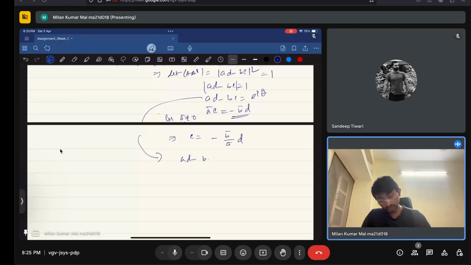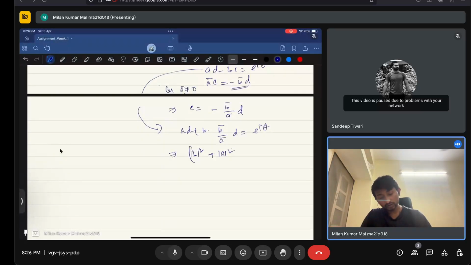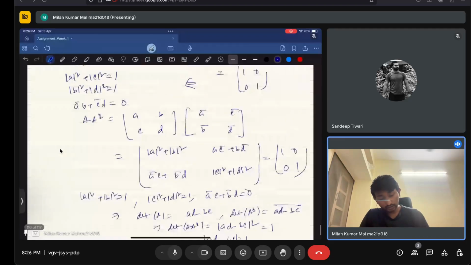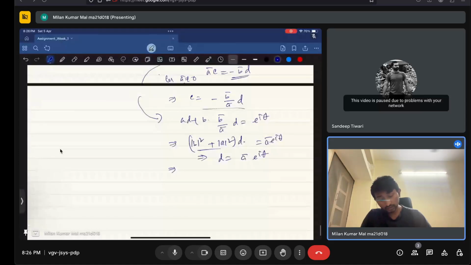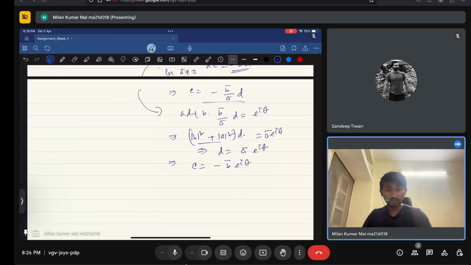So what I get is mod of B square plus mod of A square, whole to the power D, equals e to the power i theta A bar. And this equals 1, we know, so D equals e to the power i theta A bar. Similarly one can obtain C equals minus B bar e to the power i theta. This is the correct option.